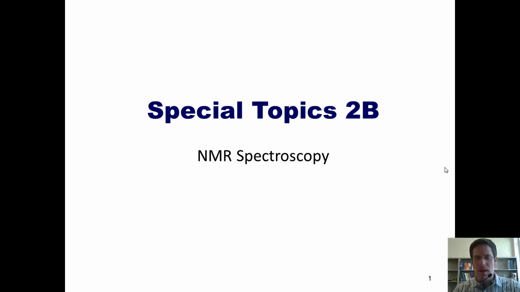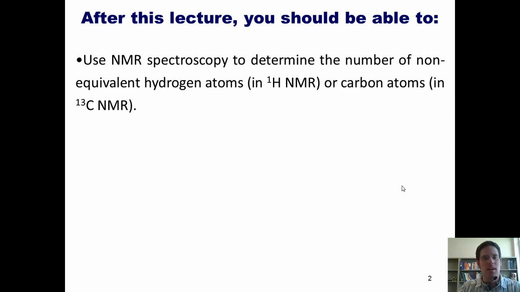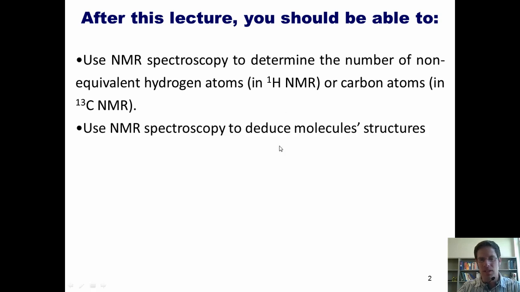Now we arrive at one of my favorite topics, NMR spectroscopy. By the end of today's lecture, you should be able to use NMR spectroscopy to determine the number of non-equivalent hydrogen atoms or carbon atoms, and use NMR spectroscopy to deduce molecule structures. Now this, of course, will also be done in concert with data that we can obtain from IR spectra as well.